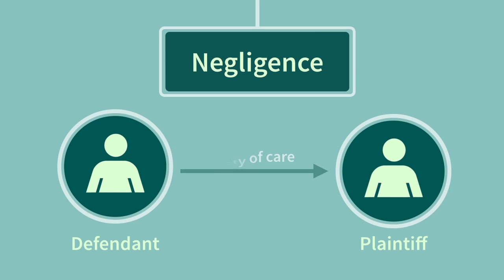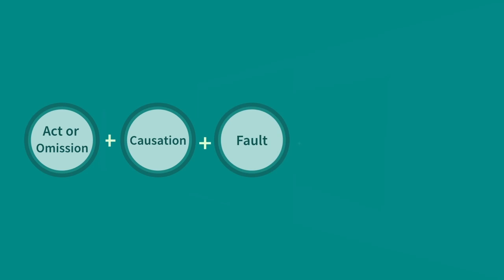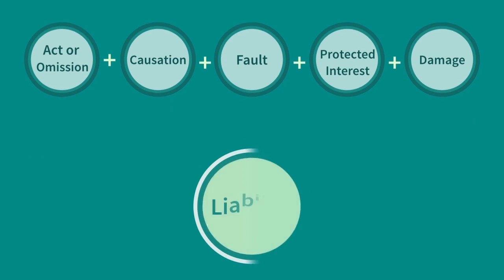Therefore, tort consists of an act or omission by the defendant which causes damage to the plaintiff. The damage must have been caused by the fault of the defendant and must be a kind of harm recognized as attracting legal liability. This model can be presented as follows: an act or omission plus causation plus fault plus protected interest and damage can result in liability.